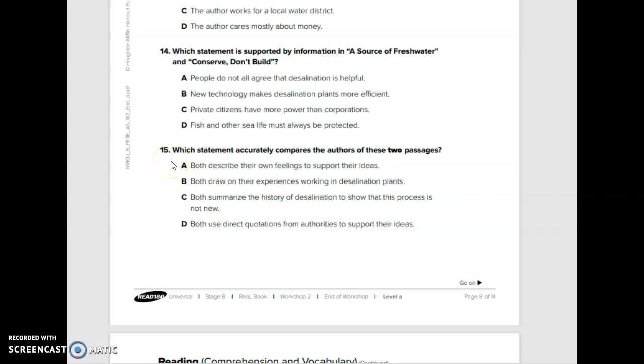A. Both describe their own feelings to support their ideas. B. Both draw on their experiences working in desalination plants. C. Both summarize the history of desalination to show that this process is not new. D. Both use direct quotations from authorities to support their ideas. So you need to be going back at both passages to figure out this question.